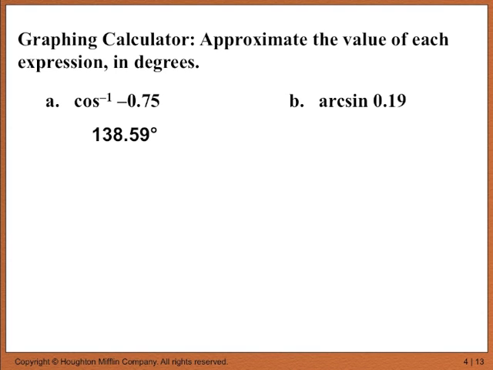Arc sine 0.19. Pause the video, do that, and then resume. 10.95 degrees is the correct answer. Arctan negative 1.32. Pause the video, do that, and then resume. Negative 52.85 degrees. Notice that that is also in the range of the arctan function that goes from negative pi over 2, that is negative 90 degrees, to pi over 2, that is 90 degrees. So negative 52.85 is definitely in that range.